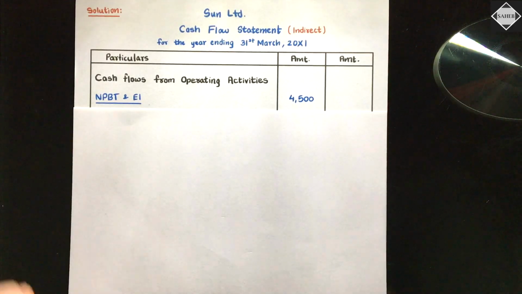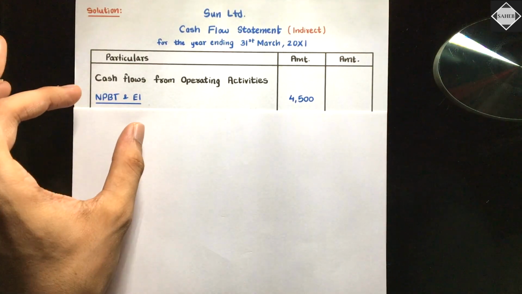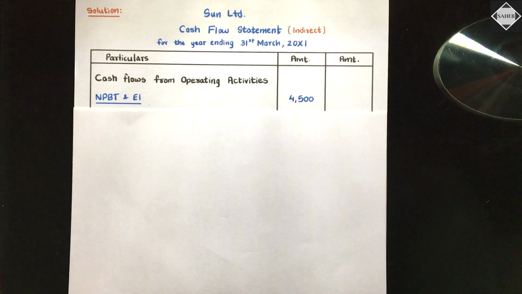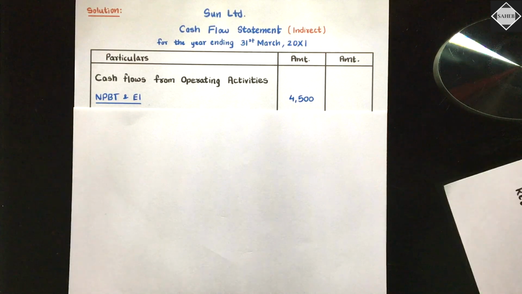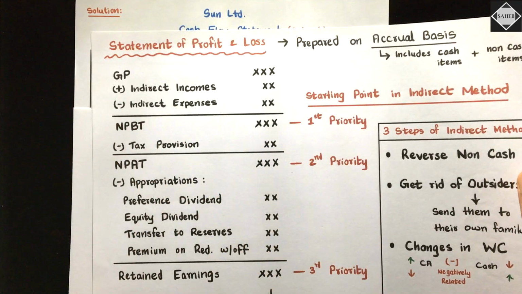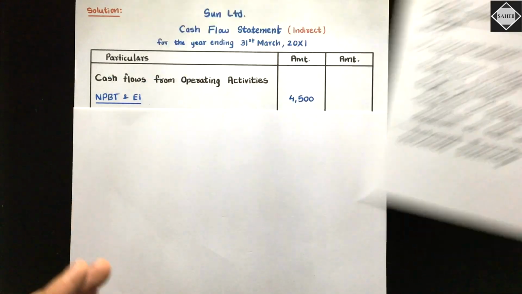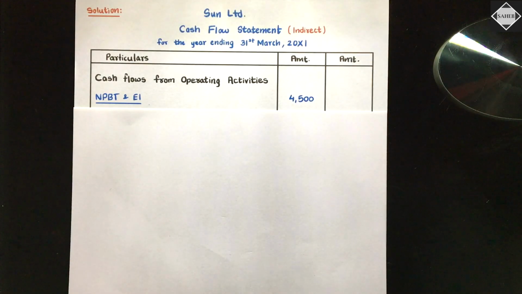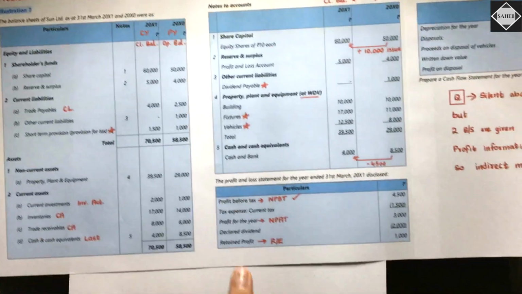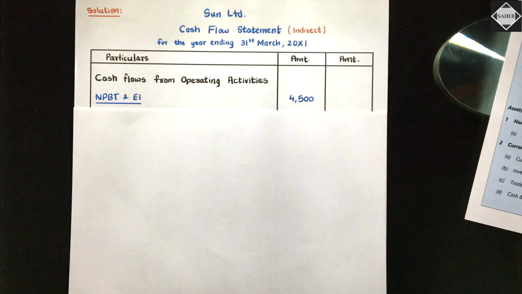Okay. So first we start from cash flow from operating activities. And the starting point is net profit before tax and extraordinary items. Isn't it? That's our first priority. If it's available in the question, NPBT, we always start from that. If it's not available, then NPAT. If that is also not available, then retained earnings. But in this question, they gave us net profit before tax, 4,500. So we started from there, right?